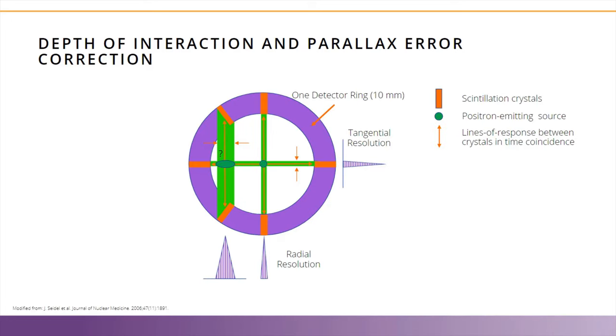Here's another image to review the effects of the parallax error again. If the detectors are of a single material, then the depth of interaction issue will occur and will become more of an issue as we move outside the center of the field of view.